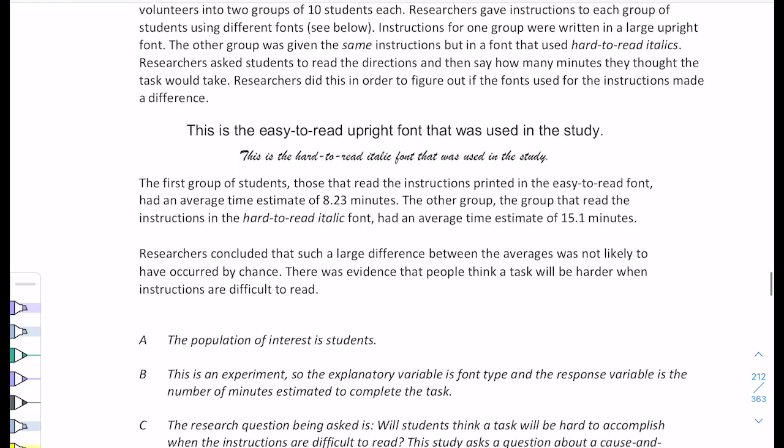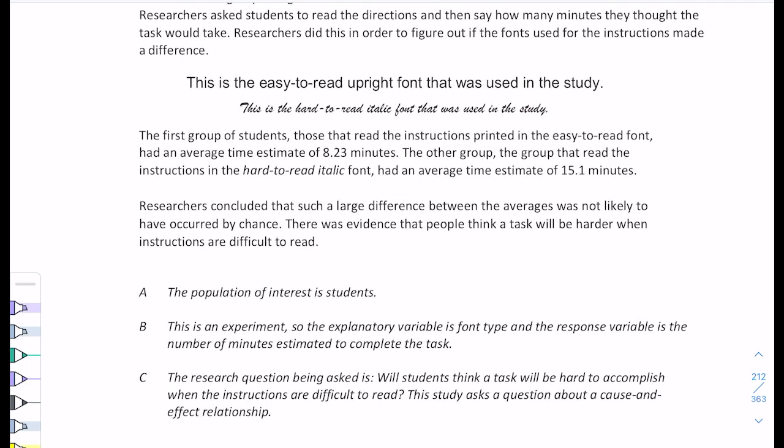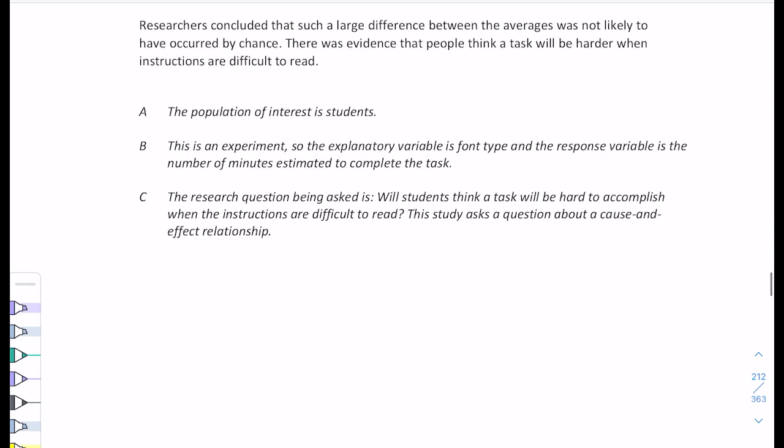The research question that we're asking is, will students think a task will be hard to accomplish when the instructions are difficult to read? The study asks a question about a cause and effect relationship. So something that's really important that I'm going to highlight here is whenever you are looking for a cause and effect relationship, the only way you can determine that is through a well-designed, controlled experiment. And that's worth noting right here.